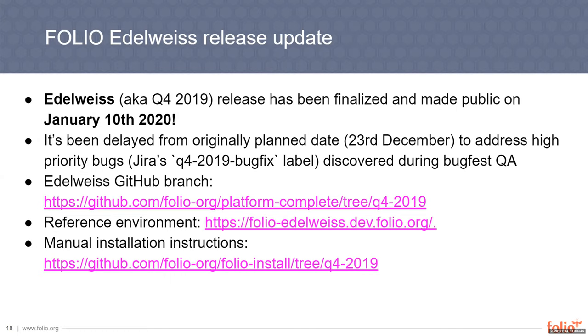I'll just give a very quick update about the Edelweiss, aka Folio Q4 2019 release. The release has been finalized and made available on January the 10th, 2020, so last Friday. This is delayed from the originally planned release date, which you recall was the 23rd of December. The decision to delay had to be made because there were some outstanding bugs discovered during the bugfest testing. Those bugs were addressed over Christmas and then New Year's, which allowed us to make the release public on the 10th, as I mentioned.